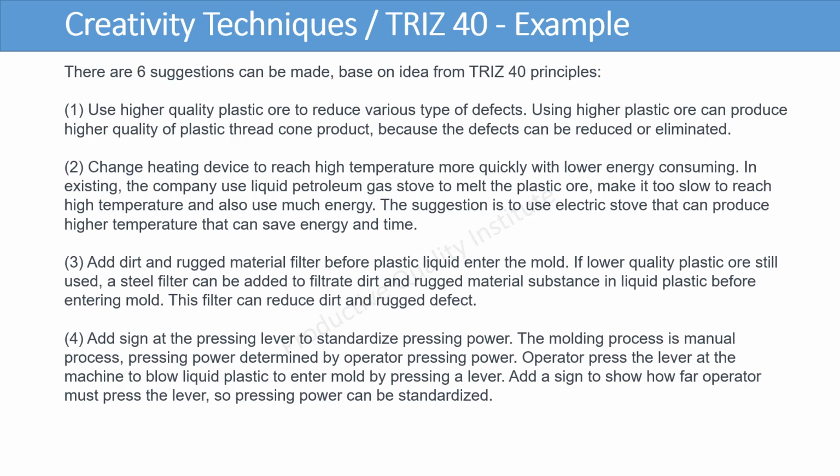The molding process is manual, and the pressing power is determined by the operator's strength. The operator presses the lever at the machine to push liquid plastic into the mold. Add a sign to show how far the operator must press the lever, so that pressing power can be standardized.